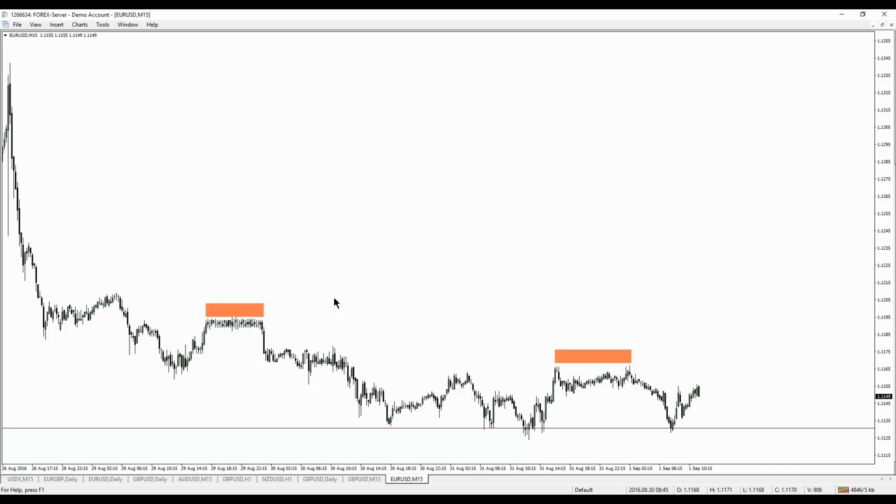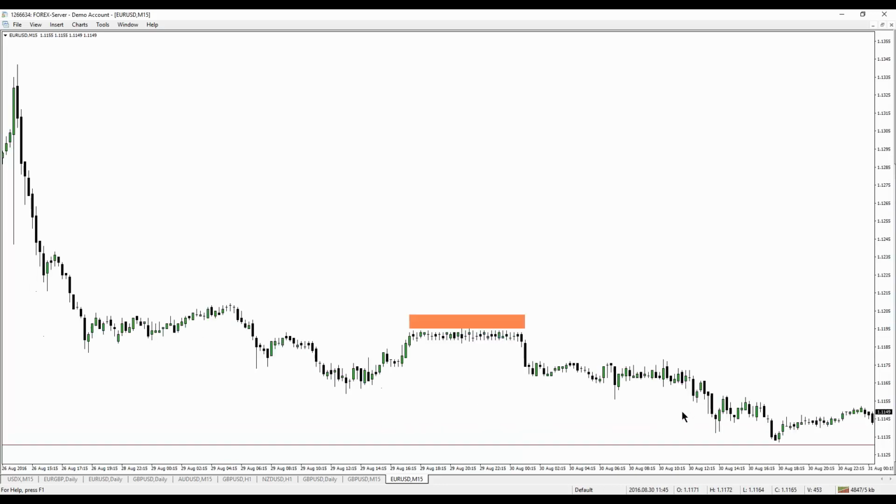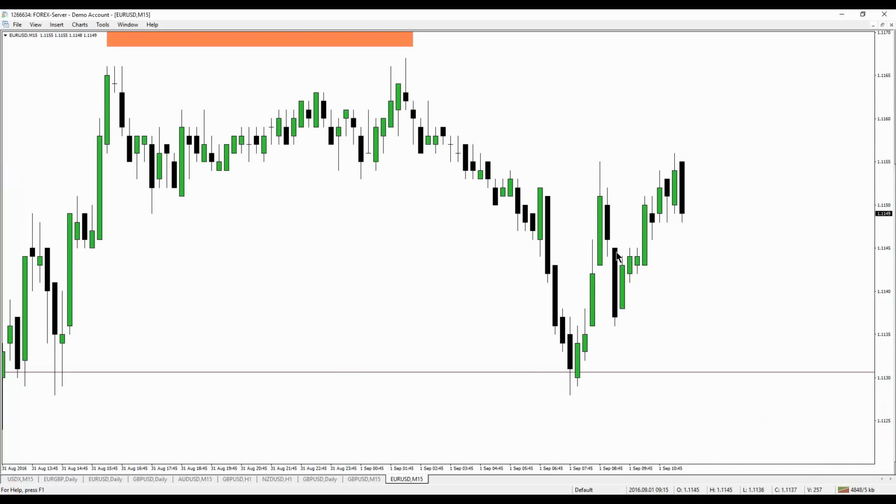Euro dollar, this candle right in here, I'm watching this one for it. So we might have 2 setups to watch this morning.